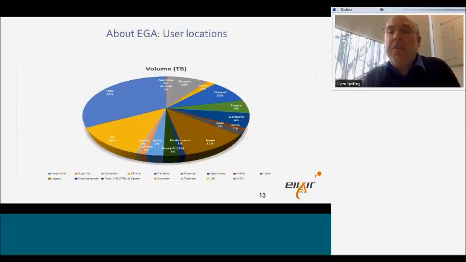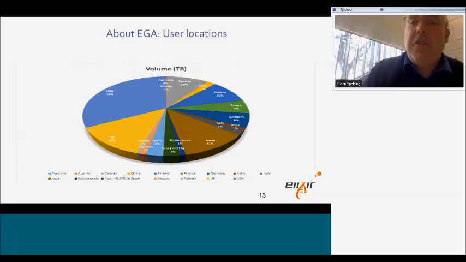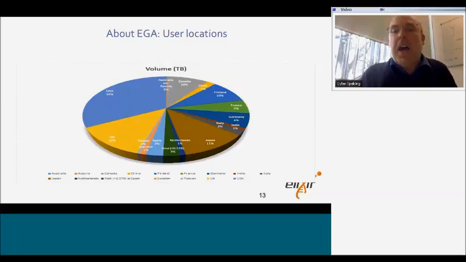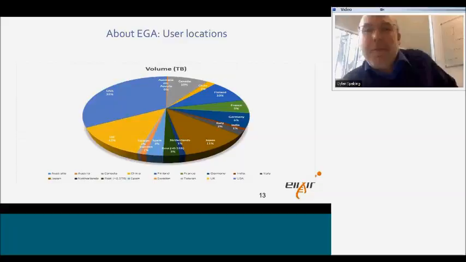In terms of locations, the EGA delivers data all over the world. You can see here, a third of our data has been going to the USA, but you've got the UK, all of Europe, and actually 0% in Australasia, apparently.